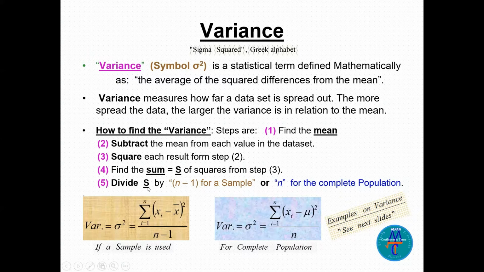Then divide S, this is the sum, the whole summation, by n minus 1. N minus 1, remember, for a sample, if you are using a sample, all this will be sigma squared. That's the variance. Or divide by n for the complete population. If you are studying the complete population, divide by n. If you are taking only a sample, you divide the sum by n minus 1.